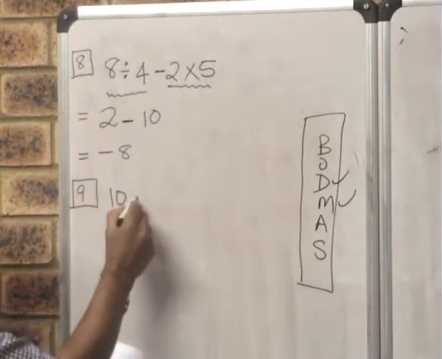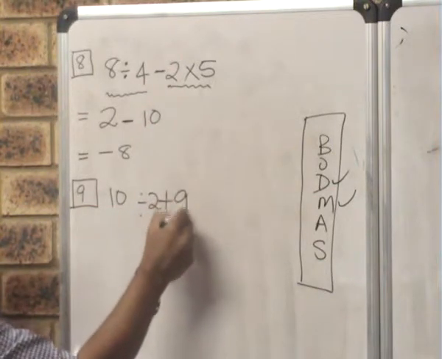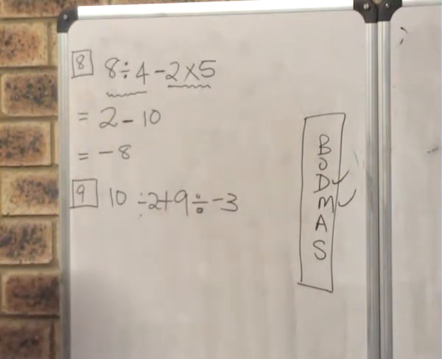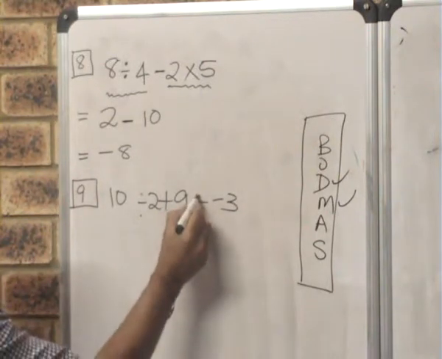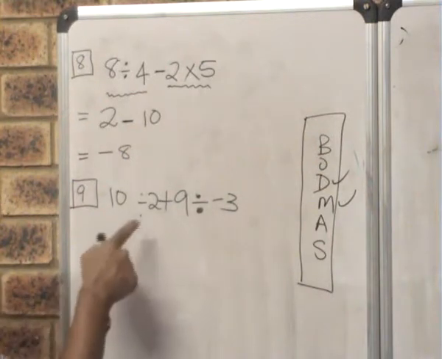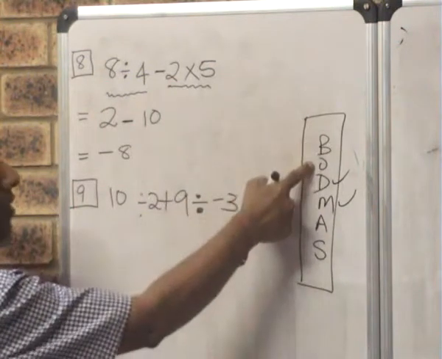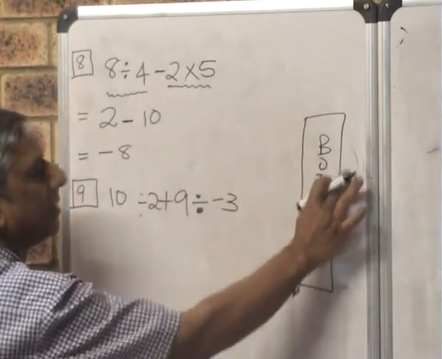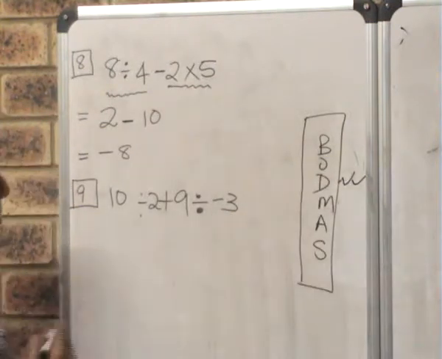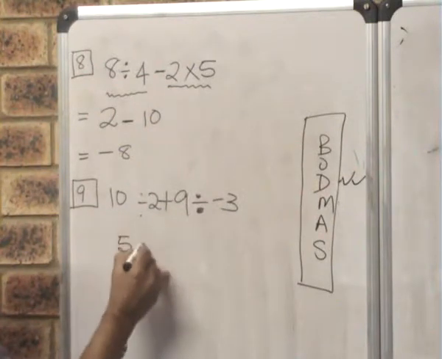10 divided by 2 plus 9 divided by minus 3. So, when you apply the rule of PODMAS here, you can see that you have to divide 2 times. No brackets, no of, but I'll have to divide 2 times. I'll divide twice. So, 10 divided by 2 will give me 5.